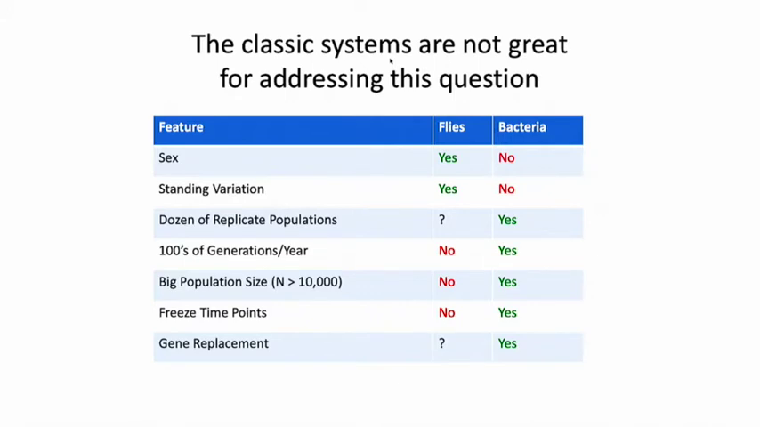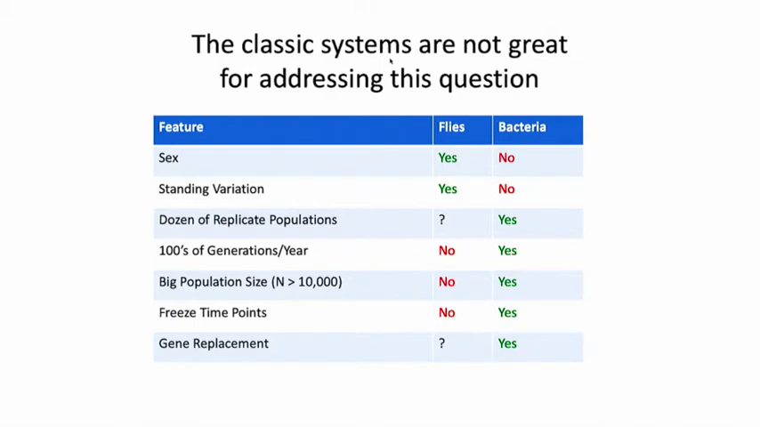It's extremely hard to do big population size experiments, although we could do them. Time points can't be frozen and revived. Gene replacement's still difficult, although there was this paper that came out a month ago, the prime editing paper, that I think is pretty exciting. In bacteria, again, they have all these features except for the no sex and no standing variation.